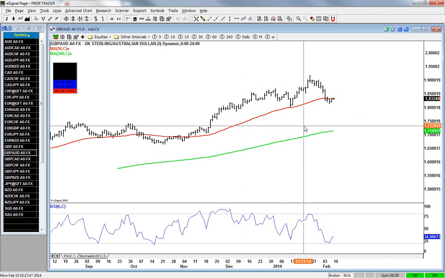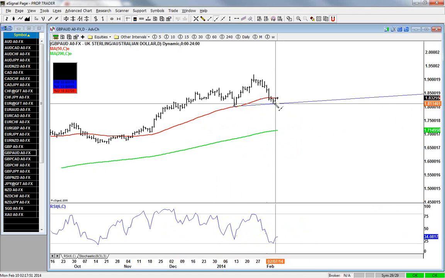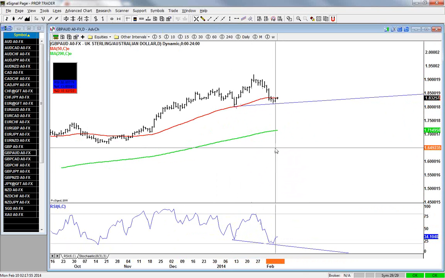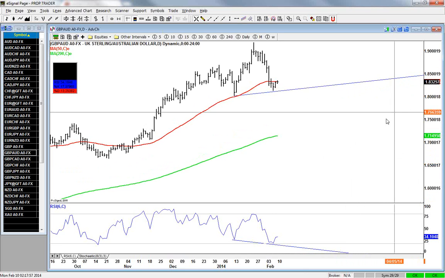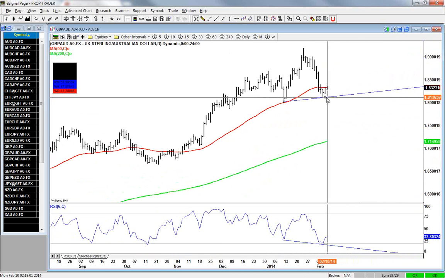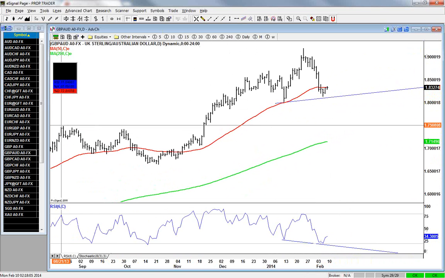RSI hidden divergence, yeah. Someone says hidden divergence on this. Yes, you got that there. You got that there. Yeah, absolutely. That's bullish hidden divergence. Okay, good pickup. Aussie Kiwi.